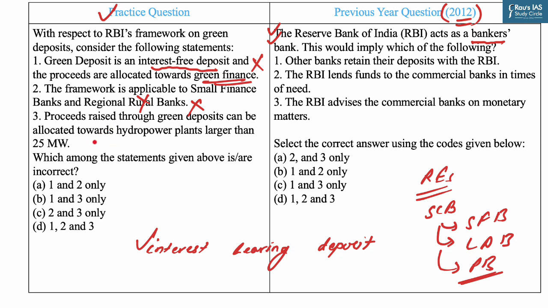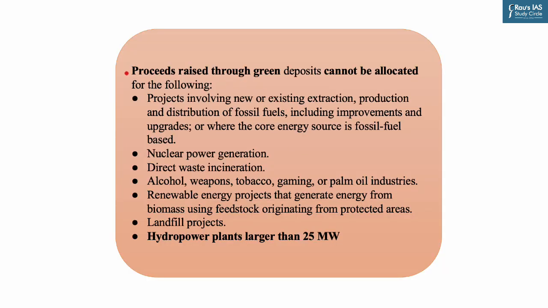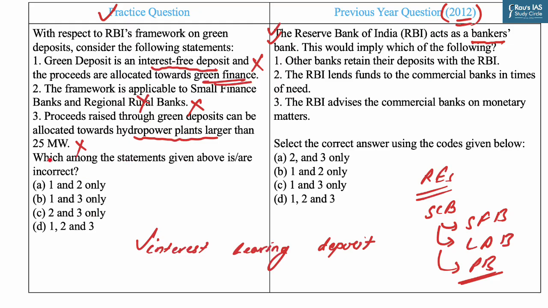Now statement 3 says, proceeds raised through green deposits can be allocated towards hydropower plants larger than 25 megawatt capacity. Now this statement is also incorrect, as this framework provides detailed guidelines about the proceeds and where they can be allocated. And under this list of the proceeds, you can see that it cannot be allocated for hydropower plants which have a capacity larger than 25 megawatt. So as you had to find the incorrect statements, our answer would be D, that is 1, 2 and 3. Answer for this PYQ is D, that is 1, 2 and 3.